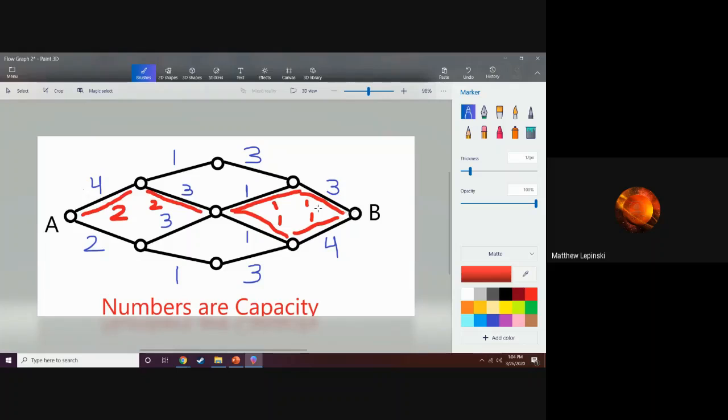So we call this assignment of goods to edges, or water to pipes, this assignment of how much water I push through each pipe, a flow. So this is one particular flow, and this is a flow of 2 units of water from A to B.